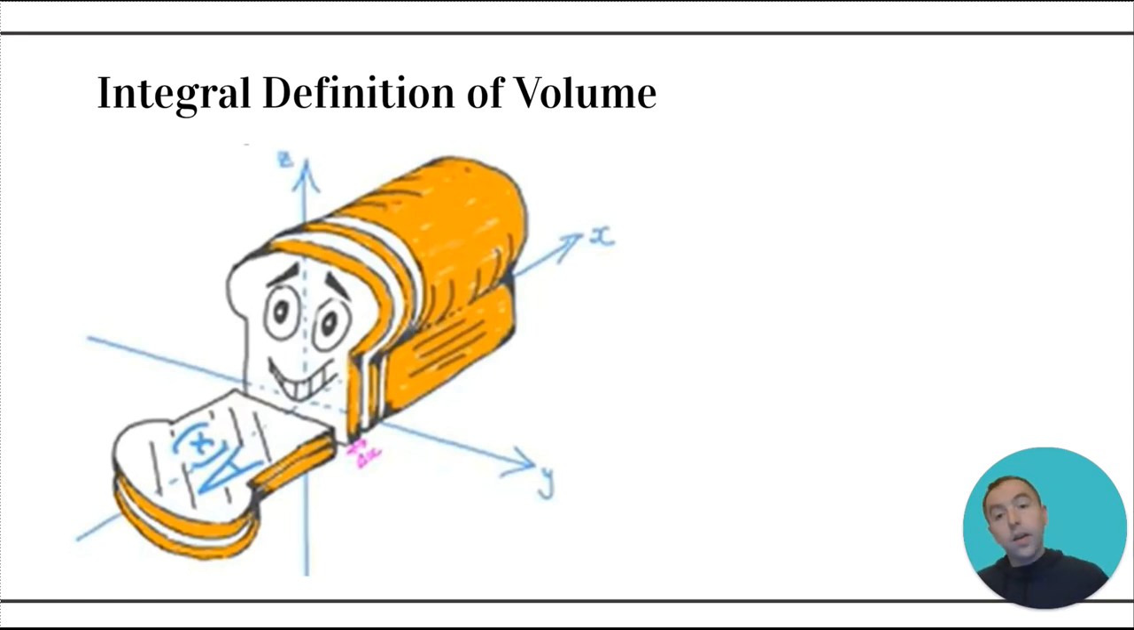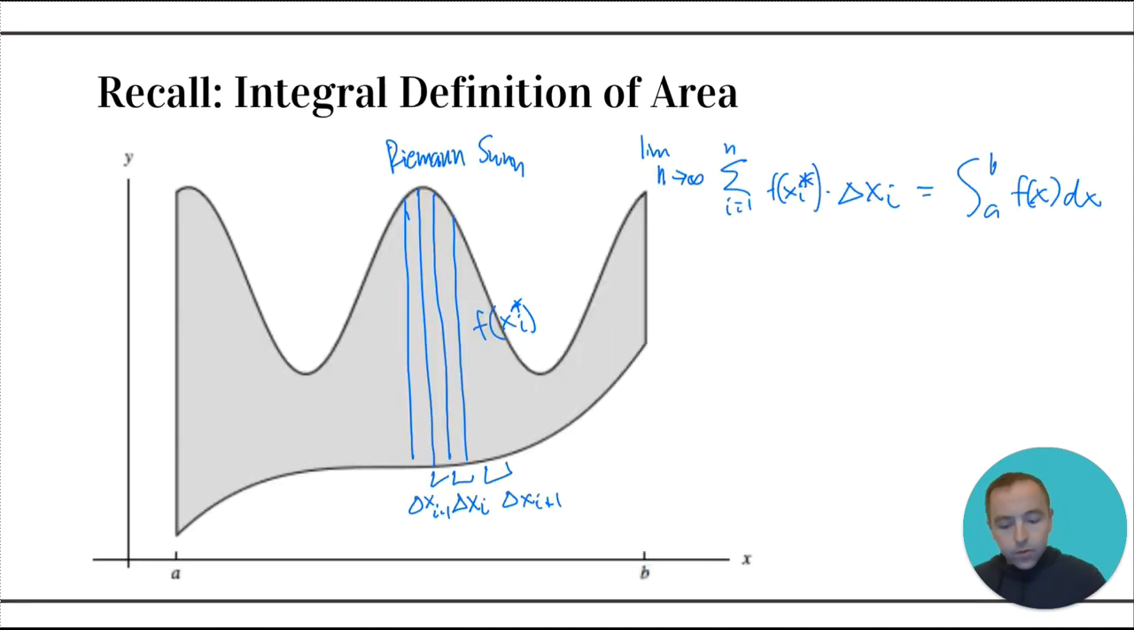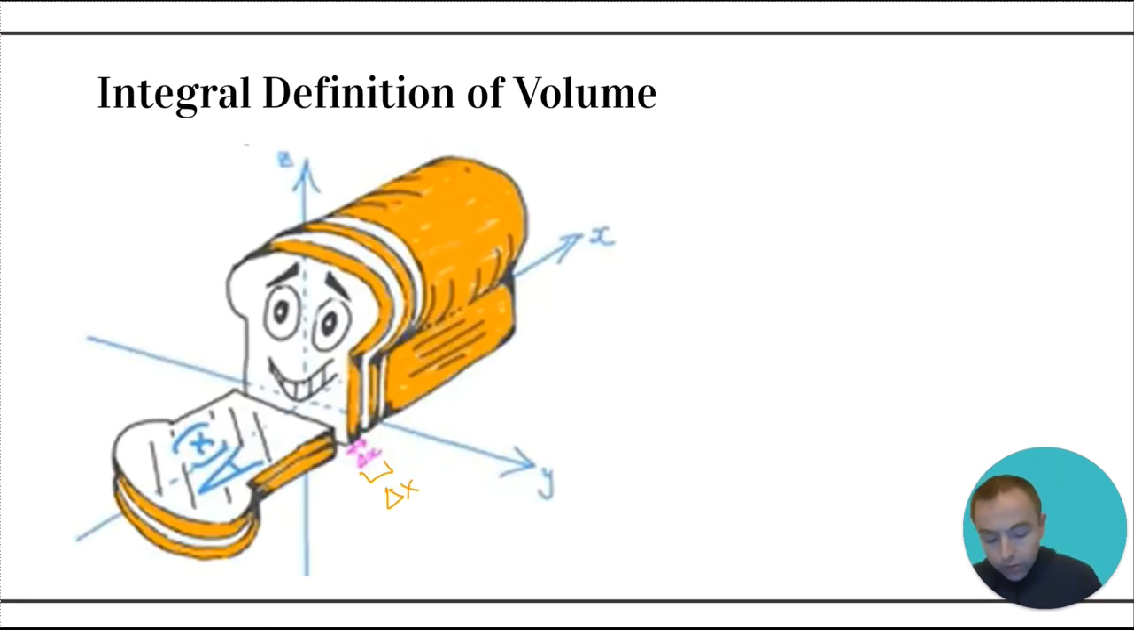Like you see in the picture right here, there's a 3D region, which is like a loaf of bread, right? We want to take that loaf of bread and slice it up into different slices. Each slice of bread is going to have a little bit of thickness to it, so it's going to have some sort of change in x. But then what we want to multiply that by, instead of a height like here where we were trying to find area, is the actual area of each slice.